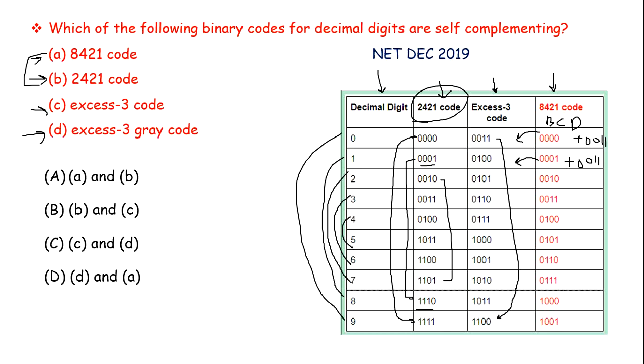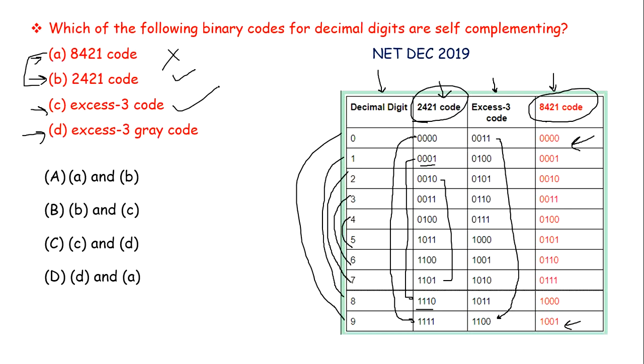We just have to check whether we have reversed 0 and 1 positions. Now if we check BCD or 8421 code, is it a self-complementing code? Let us find out. Let us check its decimal digits 0 and 9. On 0 we have 0000, but on 9 we do not have 1111. So the 8421 code is not a self-complementing code. 2421 and XS3 code both are self-complementing codes.